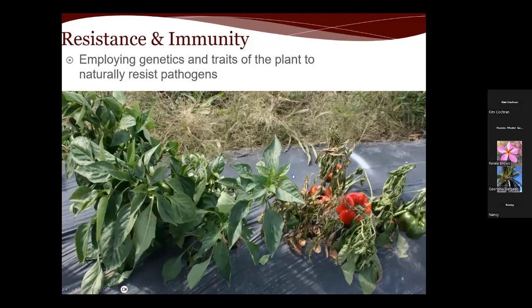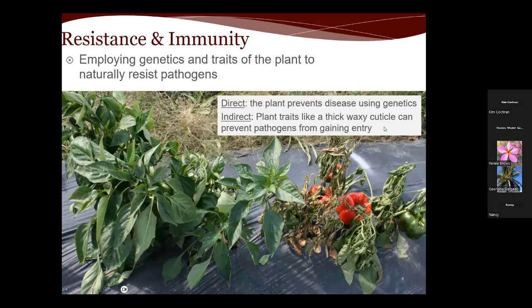Resistance and immunity is exactly what it sounds like. We're using genetics and traits of the plant to naturally resist pathogens. It's super effective, as you can see in these photos. These were both exposed to the same amount of pathogen, the same conditions. One's looking great, the other one not so much.